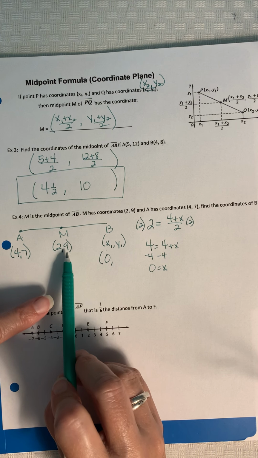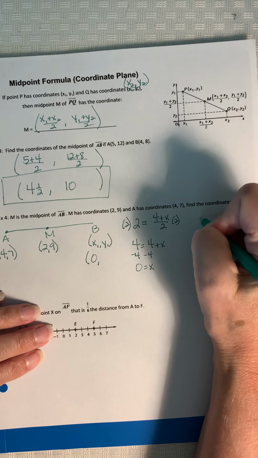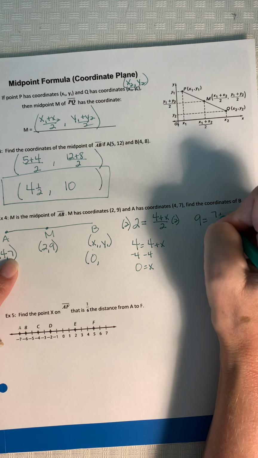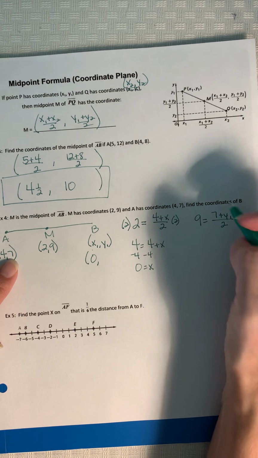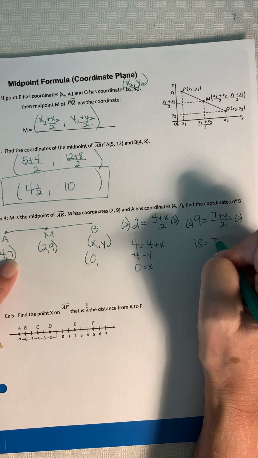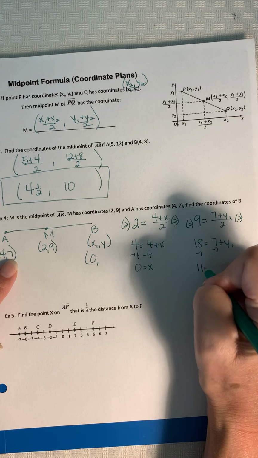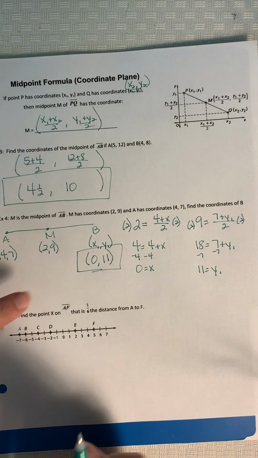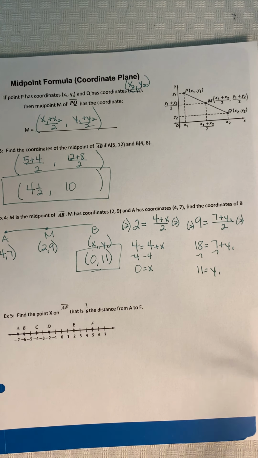I'm going to do the same thing for my y's. This 9 is the midpoint between these two. So 9 is the average of 7 and y. So to find the average, I add them together, divide by 2. We're going to do the same thing. We're going to multiply both sides by 2. So I'll get 18 is equal to 7 plus that y. Subtract 7 from both sides, and y is going to equal 11. So my ordered pair for B is the point (0, 11). So there's the mathematical way.